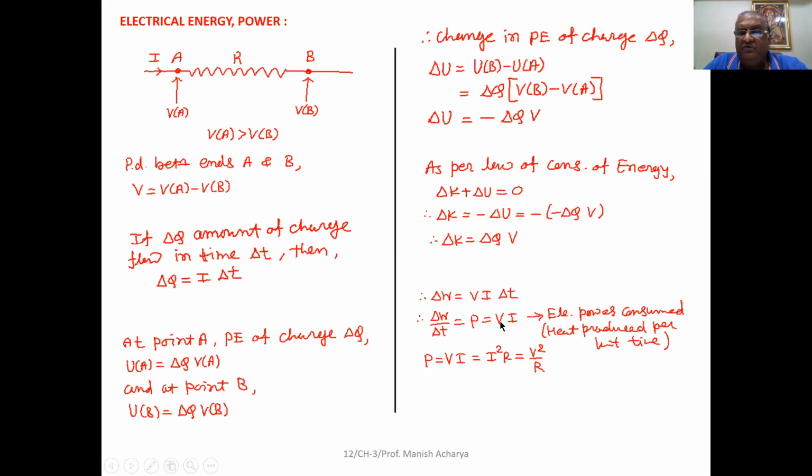If we substitute V equal to IR, then power P will be I square R. If we substitute I equal to V by R, then power P is V square by R. So we can say this is the electrical power consumed, or we can say the heat produced per unit time in this process. Clear to all of you?